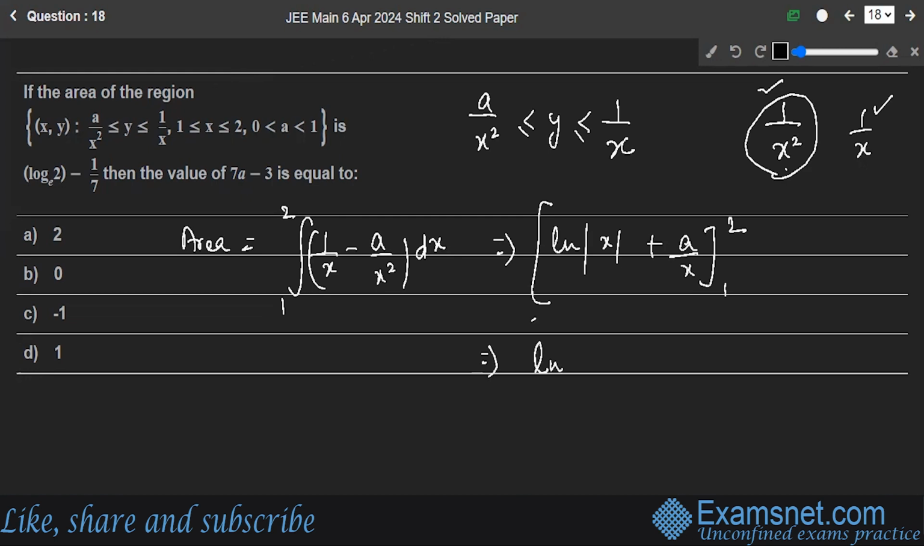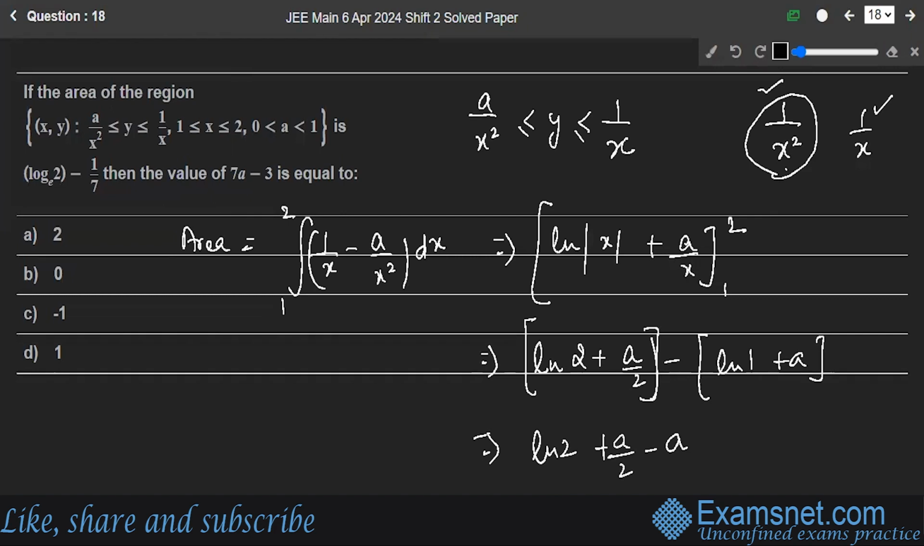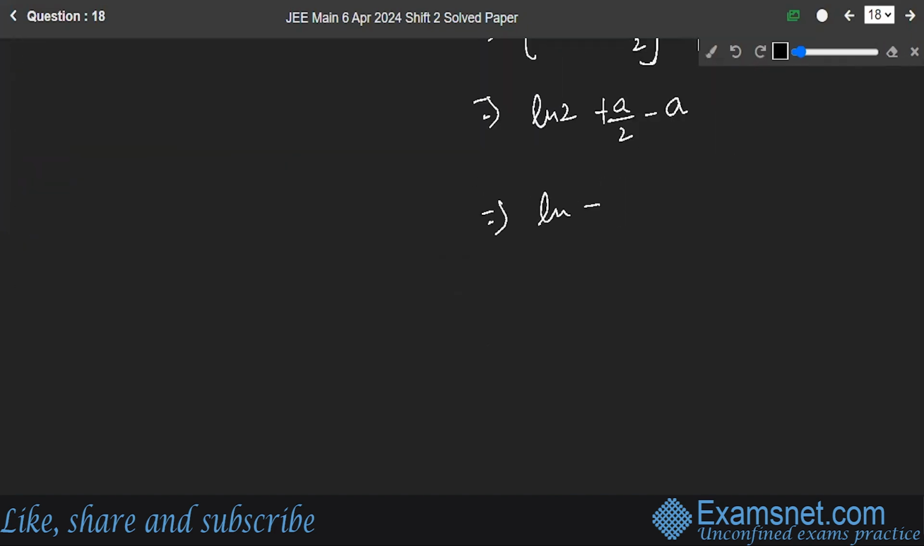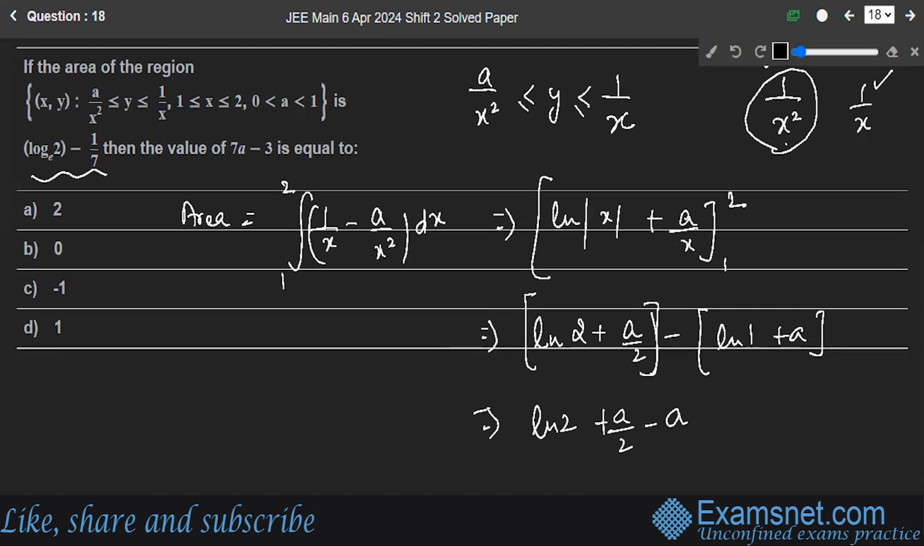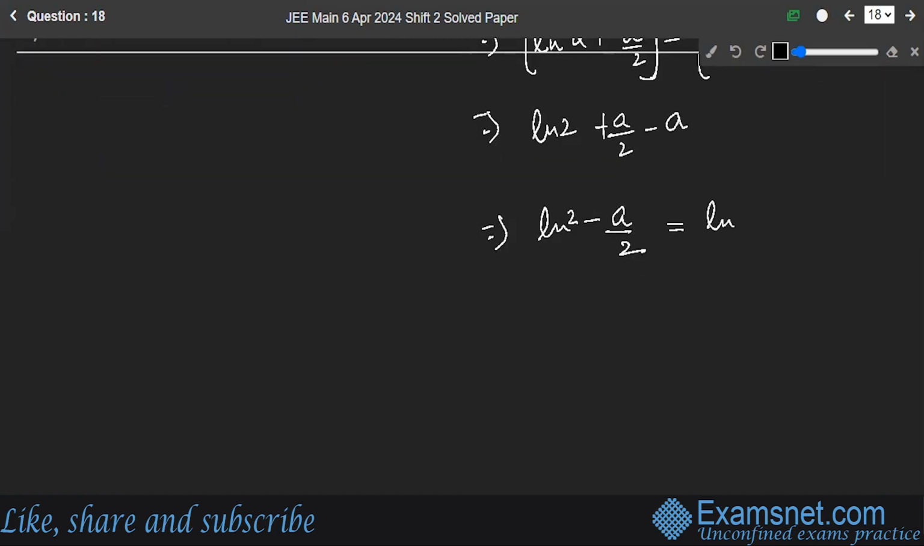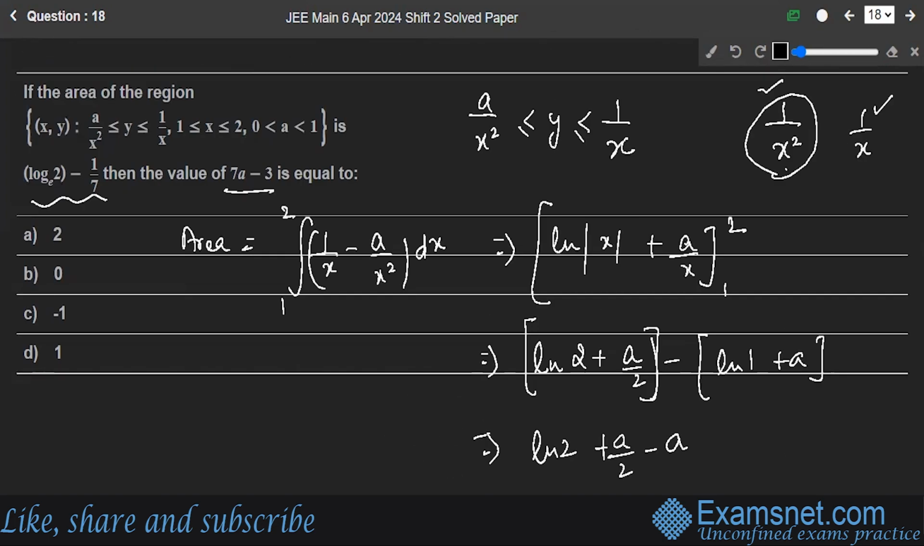This is equal to, filling in the limits, log of 2 plus a upon 2 minus log 1 plus a. So log 2 plus this minus this, and that's log 2 minus a by 2. Now, according to the question, this is equal to this, log of 2 minus 1 by 7. So that means minus a by 2 is equal to minus this, or a will be equal to 2 by 7. You have to find out the value for 7a minus 3.